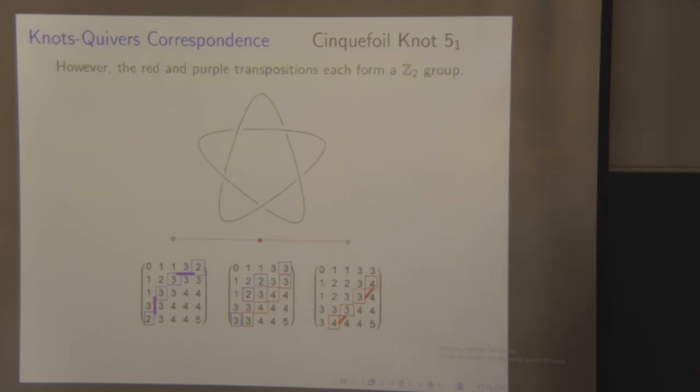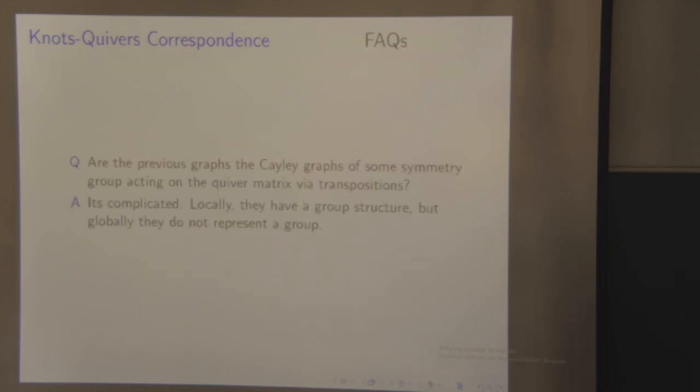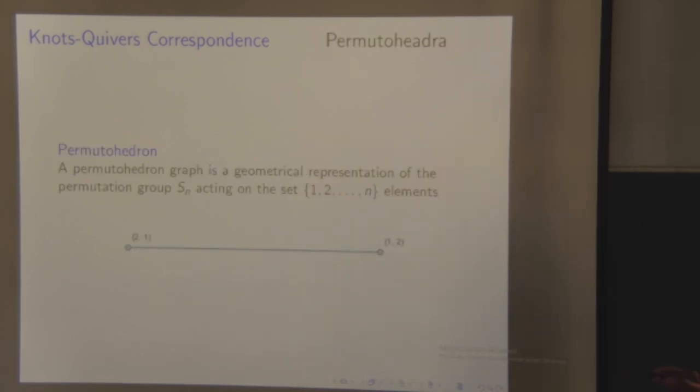So in other words, this does not form a group, because you cannot compose the operations. But each transposition by itself does form a Z2 group. So what we say is that locally we have a group structure, globally we do not. So that's why classifying or keeping track of these equivalent classes is not so trivial. So is Z2 the only local group present? Well, this is where the permutohedron enters this story.